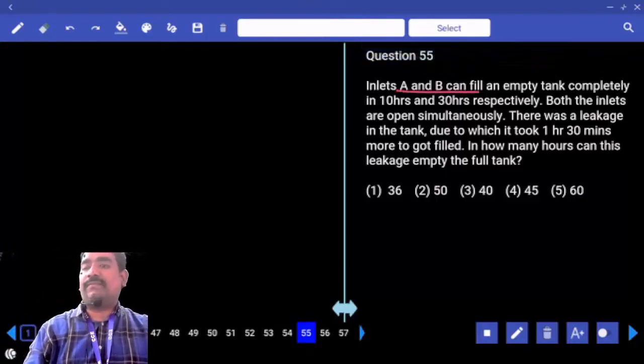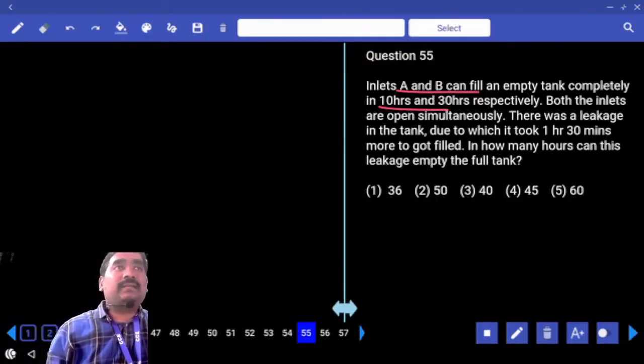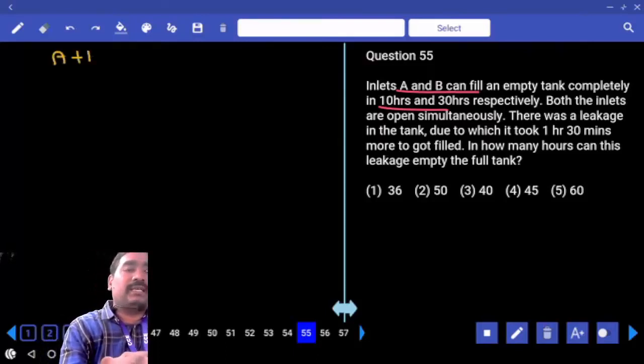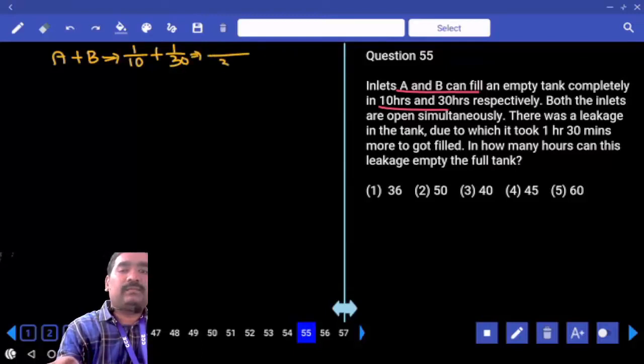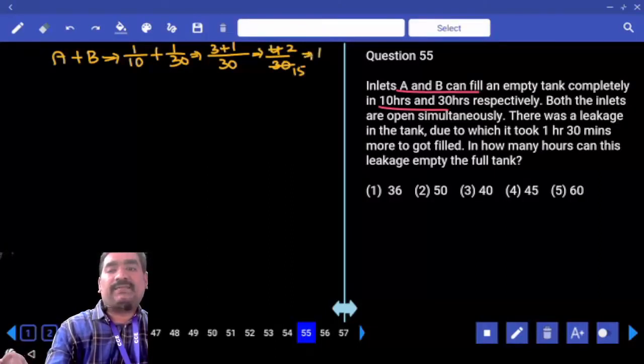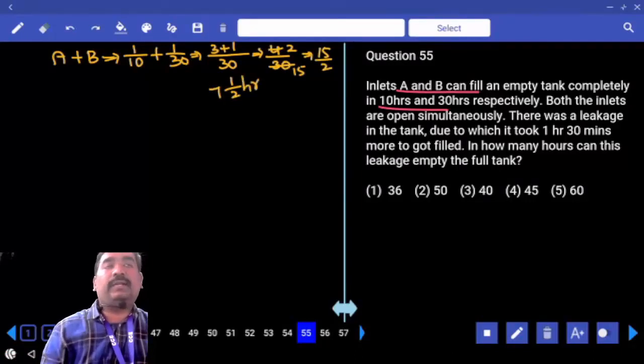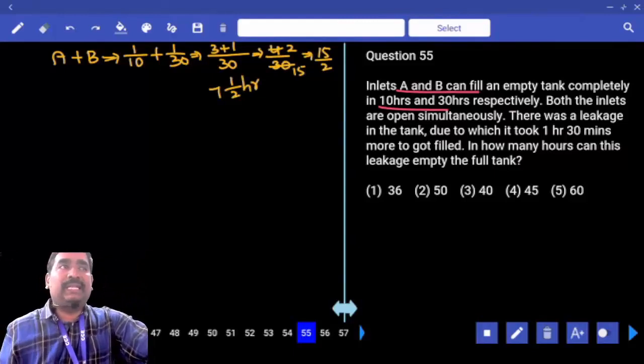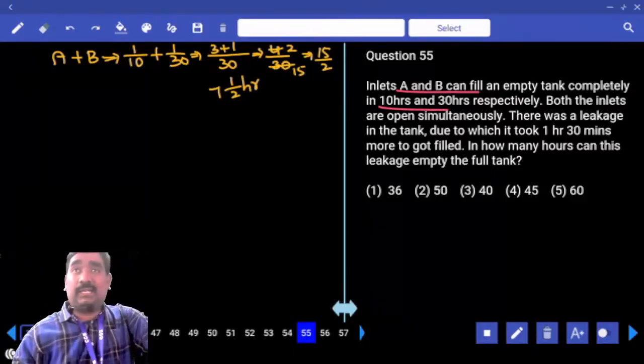A and B together can fill the tank in how many hours? 10 hours and 30 hours. Suppose both are open together, how much time does it take? Let's find out. 1 by 10, 1 by 30. LCM is 30. 3 plus 1, 4 by 30, means 2 by 15. It means the tank gets filled in 15 by 2 hours, that is 7.5 hours, if only A and B are opened.